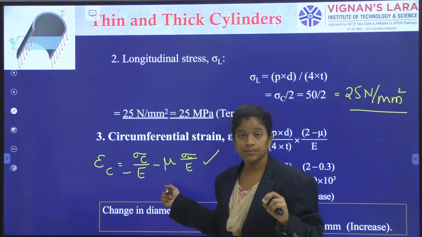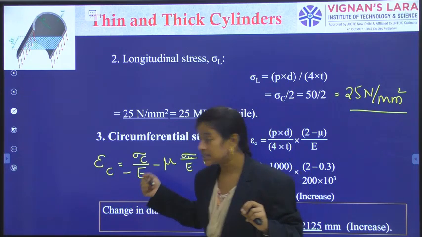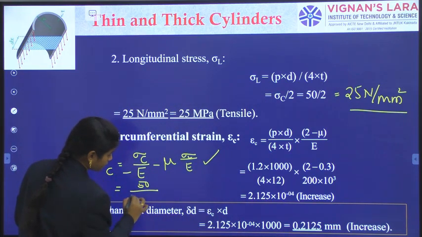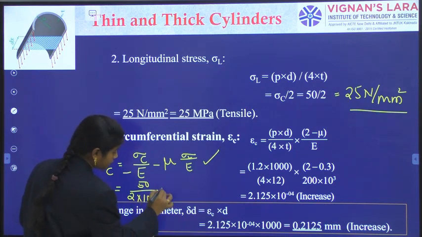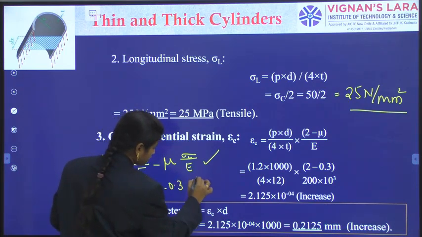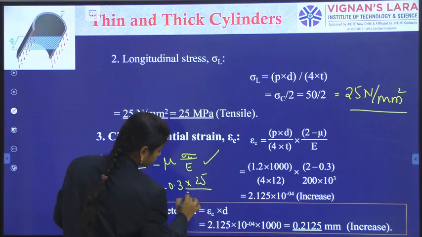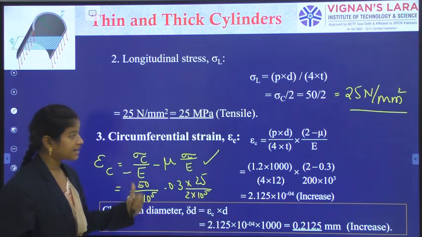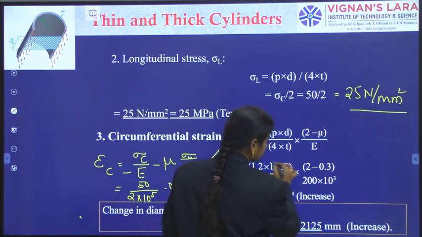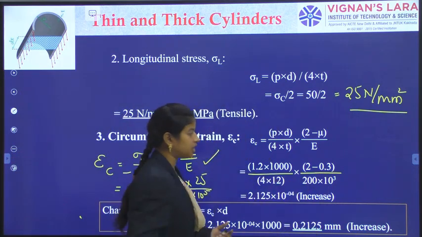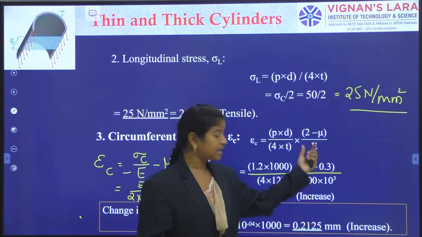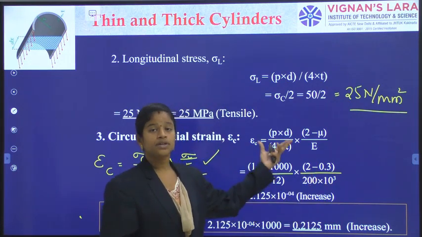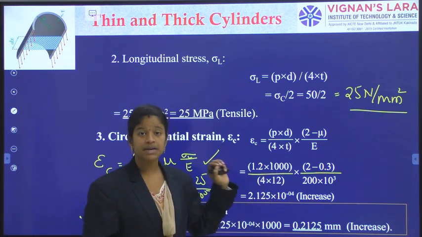So in that condition the body is having this strength. I am substituting 50 by 2 into 10 power of 5 minus 0.3 into 25 by 2 into 10 power of 5. So with this arrangement, after calculation of PD divided by 4tE into 2 minus mu, where E is 200 into 10 cube or 2 into 10 power 5, anyway you can write, the final substitution has given me some answer.